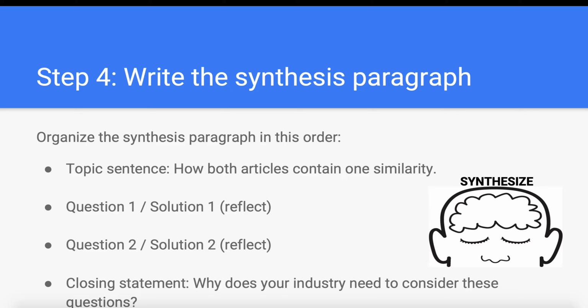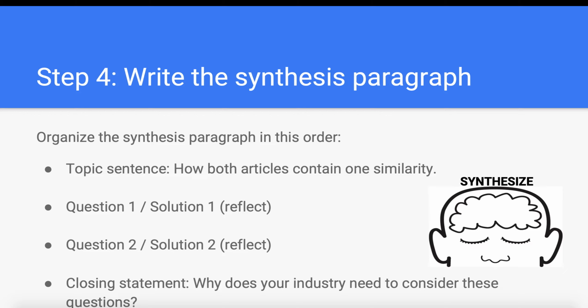After you write all that down, here's the organization. So think of topic sentence, how both articles contain one similarity. Then you do question 1, solution 1, reflection, right? So this is the part where you're synthesizing. You're showing me your synthesis process and answers. Then question 2, solution 2. Finally, the closing statement, why does your industry need to consider these questions?